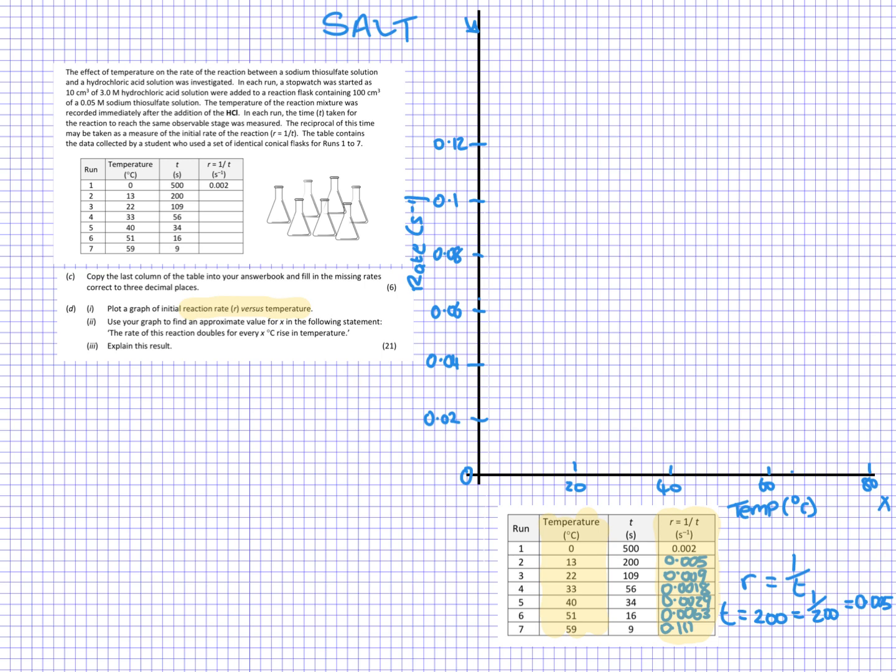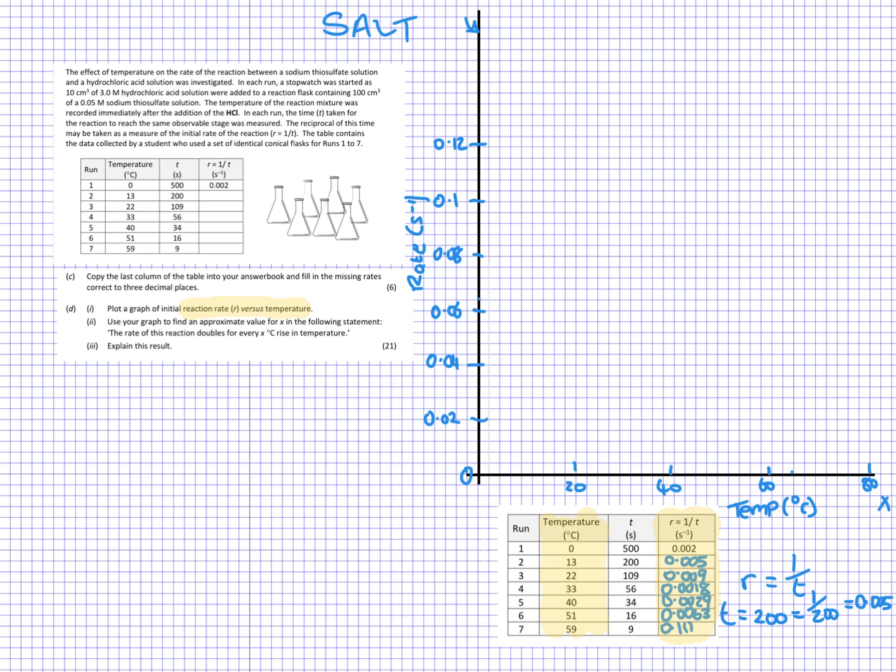So L for labels. So here we can see we've rate, and I've put in the unit, s-1, and I've put in temperature here along the x-axis, and it's given in degrees Celsius. It's important that you put the name and the units because they're both given to you on the table, and you want to maximise your marks as much as possible.